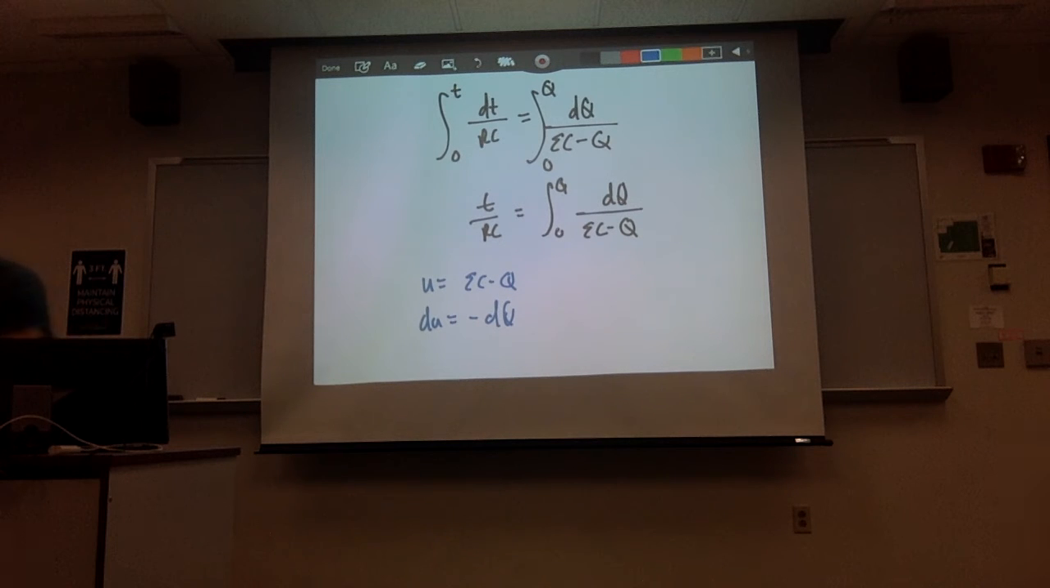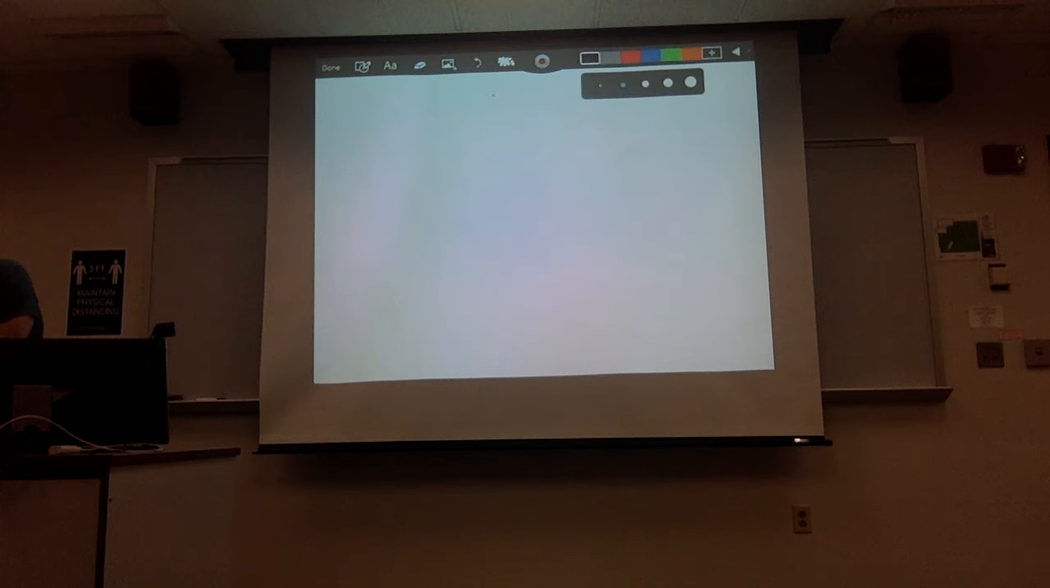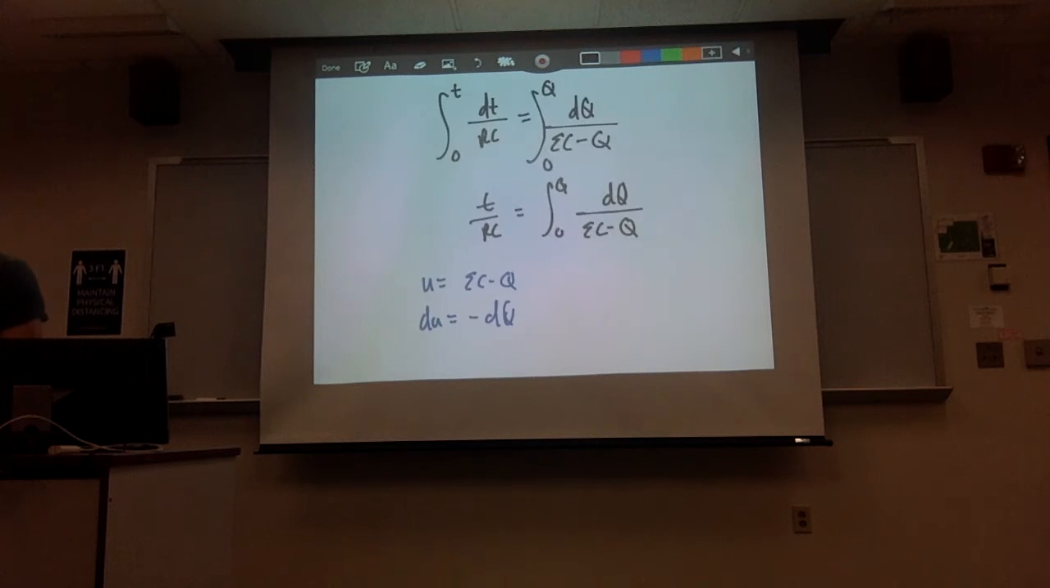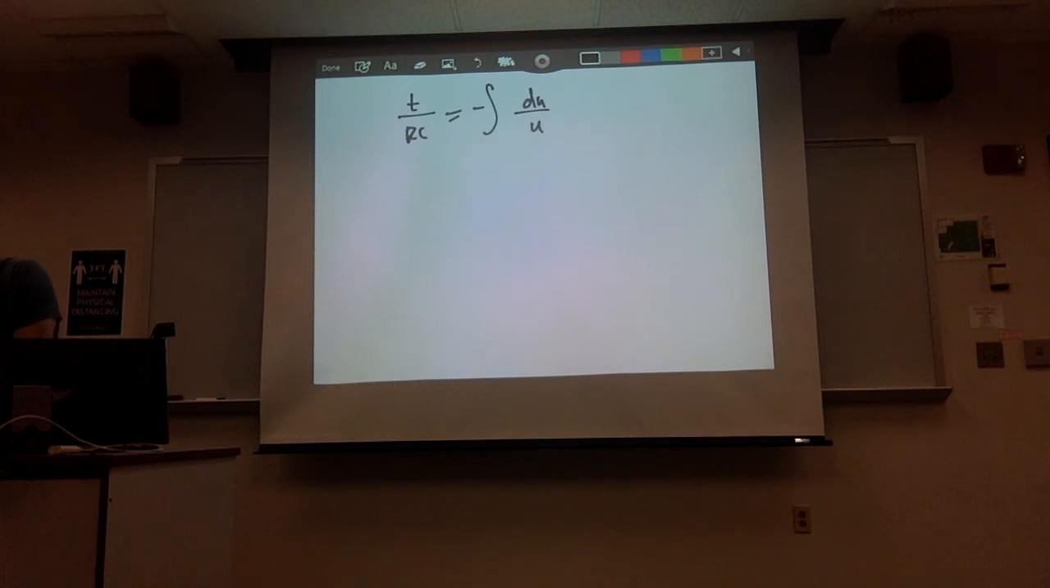So now let's plug all that back in. This now says that t over RC is equal to the integral of negative du over u. But now I need to change my bounds of integration. Right? To do that, I'm simply going to look at this guy here for when q is equal to 0, and then when q is equal to q. So when q is equal to 0, u is simply equal to C times E. And then u is equal to E times C minus q. So my bounds of integration are going to be from CE to CE minus q.